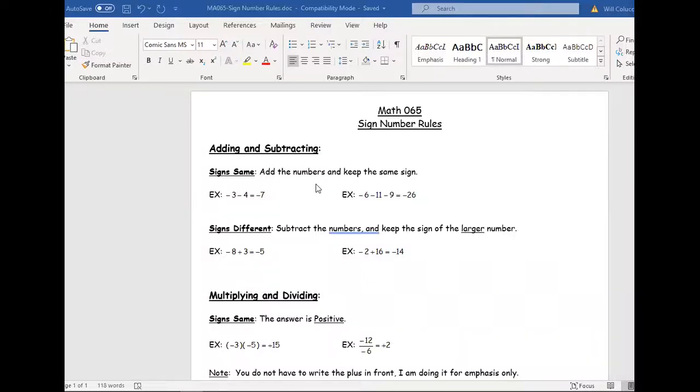The rules, adding and subtracting. So again, like I said on the first day, when you're adding things that have the same sign, it's addition. You add the numbers, you keep the sign. And look, I gave you two nice little examples there.